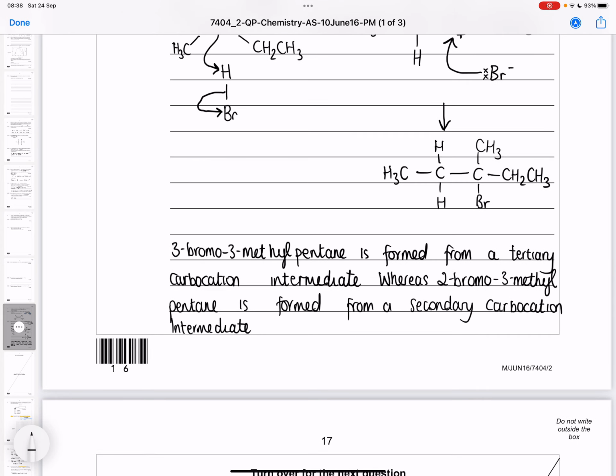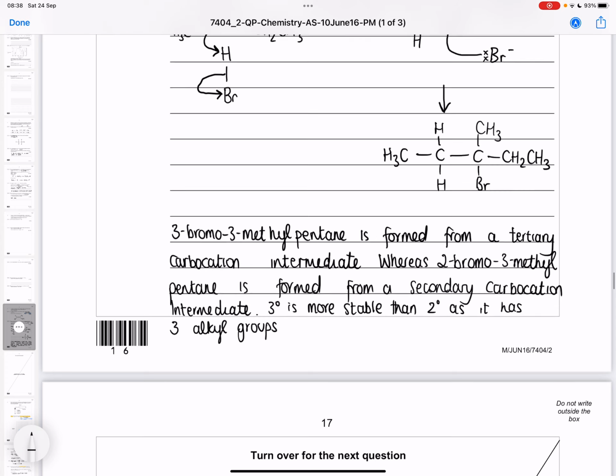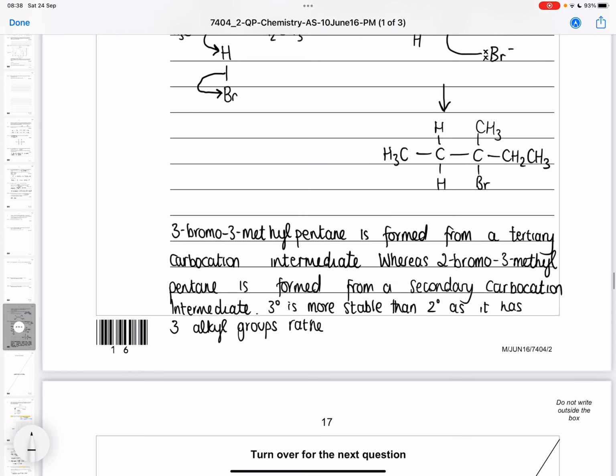And the tertiary carbocation intermediate is more stable. Some sort of shorthand, I'm going to use like a 3 degrees, is more stable than secondary, as it has 3 alkyl groups rather than 2. Alkyl groups have what we call a positive inductive effect that stabilises the positive charge.